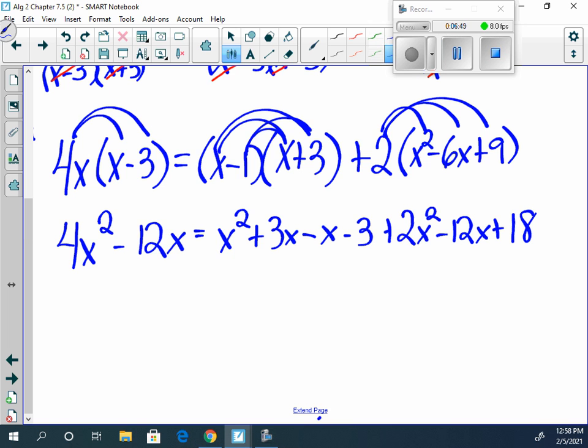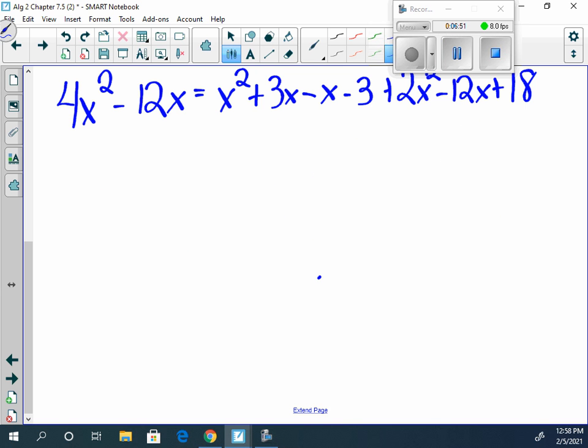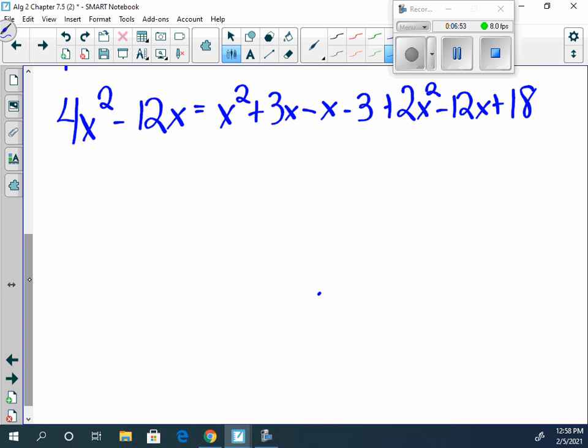Okay, at this point here, we can combine our like terms, the numbers that we have in common. Well, on the left side, the 4x squared and 12x, that is already as simplified as they can come, because there's nothing that we can combine. They are not like terms. Now, on our other side here, we do have x squared and 2x squared. Those are like terms, so we can add those together.